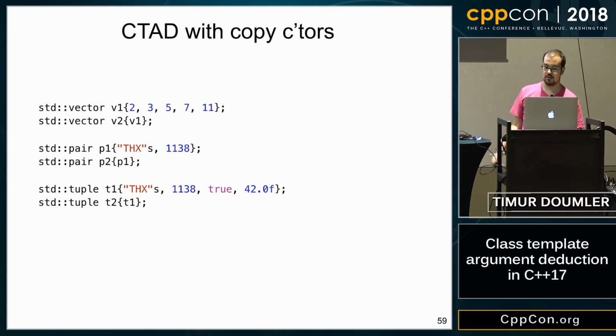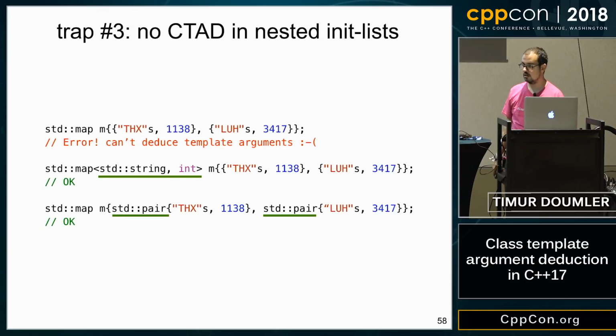CTAD does work, though, with copy constructors. So if you have one vector, yes? Do you have to specify it for every argument in the bottom example, or just the first one? In the bottom example, the question was whether you have to repeat pair. Yes, you do. Because if you specify the first pair, and then you have the second one, and you just have a braced init list, you still have this kind of thing that doesn't have a type.